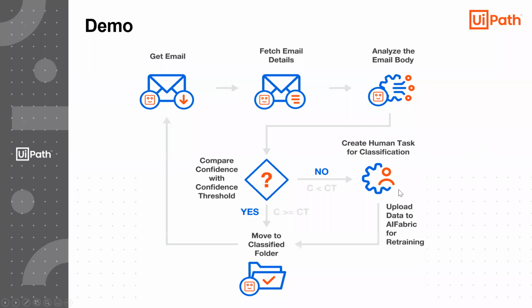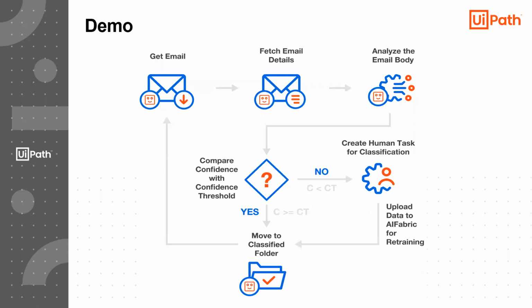Once it goes to a person, it's very important for us to get this data on AI Fabric so you can retrain your model. So of course, two things will happen. The first thing is we are going to move the email to the classified folder. And the second thing is we are going to store the data on AI Fabric so the model can be retrained later. Okay, with that, let's jump on UiPath Studio.